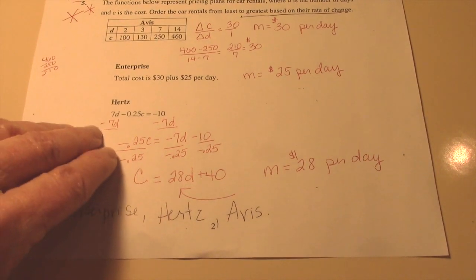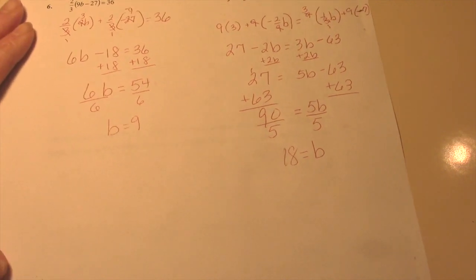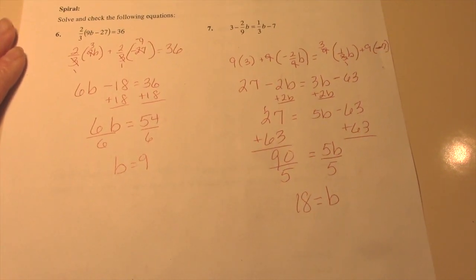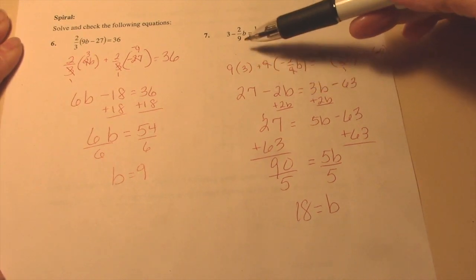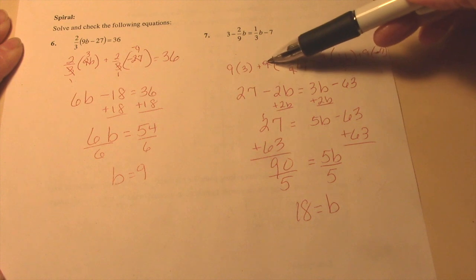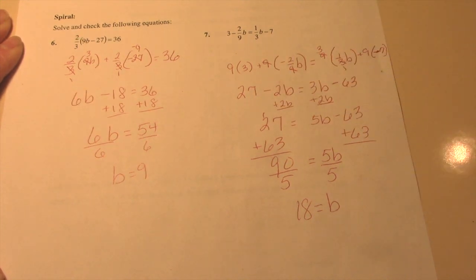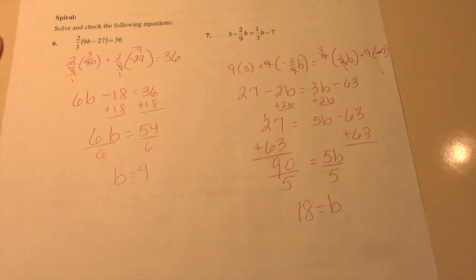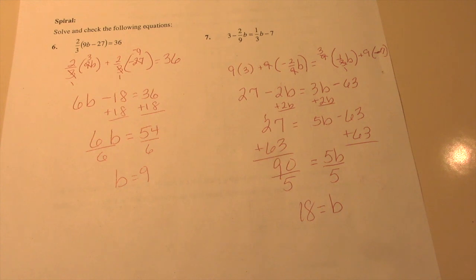Okay, and the last page, the back one, is just solving two equations, which are pretty easy. Distribute this one, because it had a fraction, I multiplied by a common denominator of 9 in every part, canceled out, and it's pretty straightforward. It's 18. So second packet done.